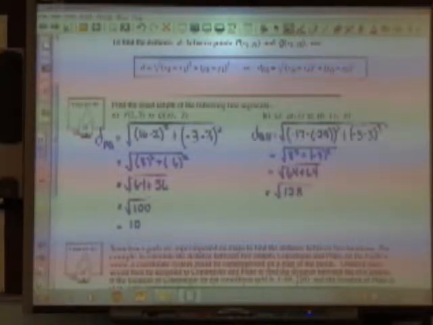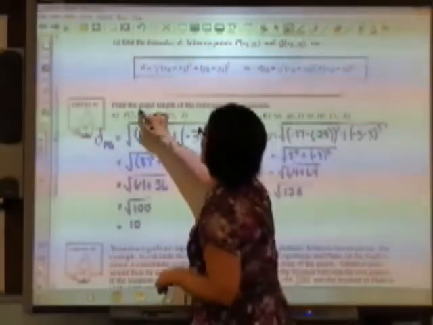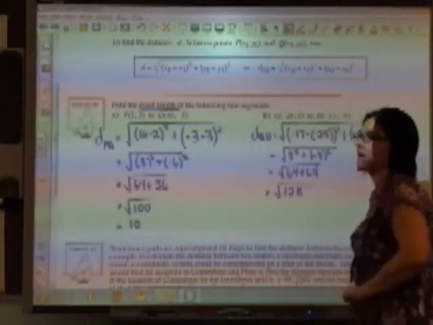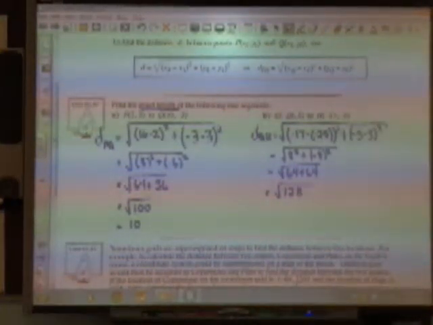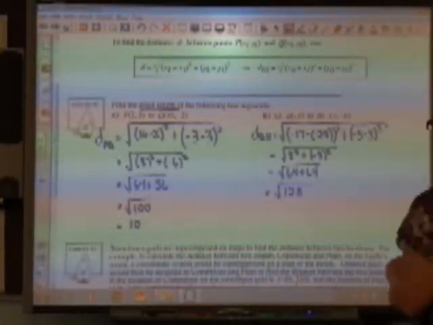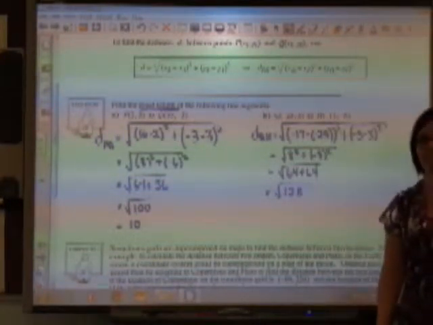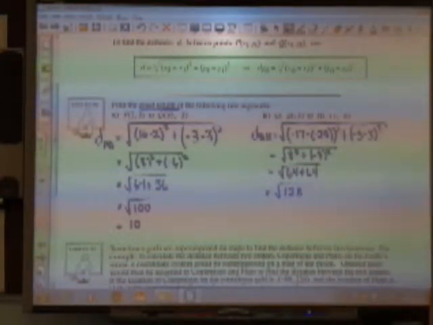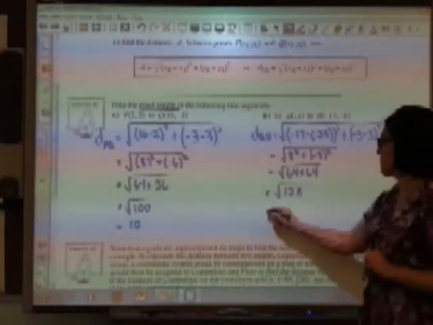So if I want to find the exact length of this line segment, it's exactly equal to the square root of 128. Although I should check, can I divide 128 by a perfect square? So can I divide it by 4? What do you get? 4 times what? 32. Okay. If I can divide it by 4, should I check to see if I can divide it by 16? You can. 16 times what? 8.